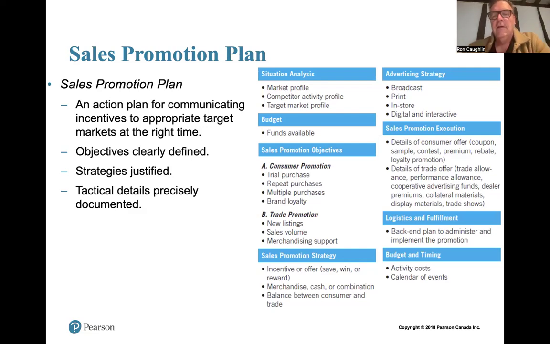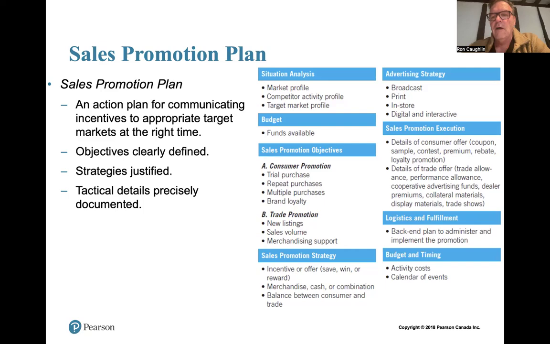And we'll go into ways in which you can do actual promotions using social media, specifically Facebook, later in the lecture today. We also want to look at sales promotion execution.